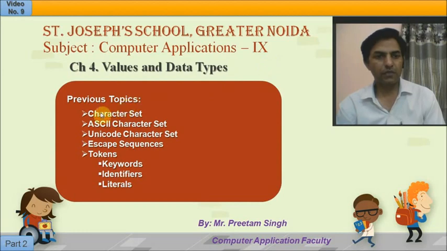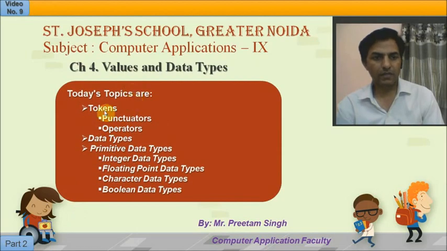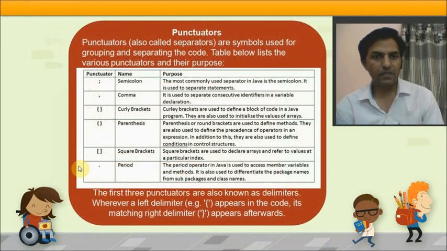Previously we have discussed the character set, ASCII character set, Unicode character set, escape sequences, tokens, keywords, identifiers and literals. So today we are going to start with tokens, that is punctuators, operators, then data types, primitive data types, integer data types, floating point data types, character data types, boolean data types.